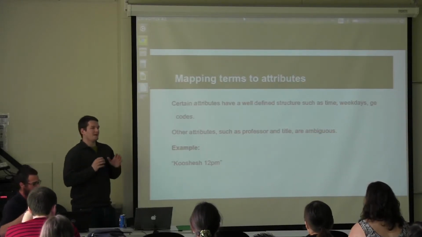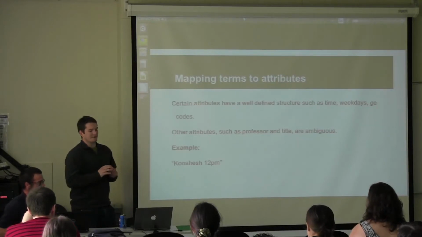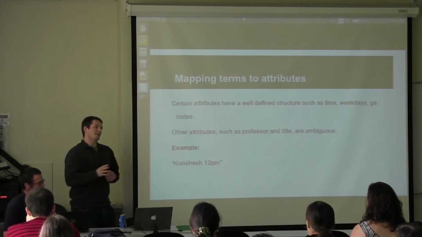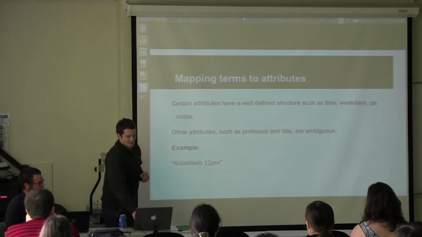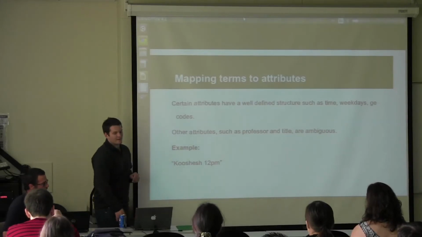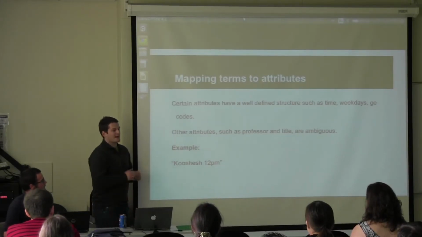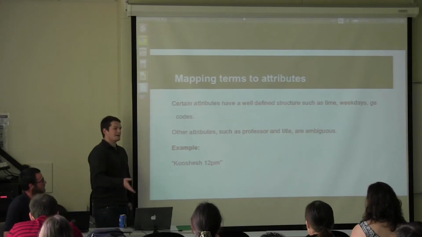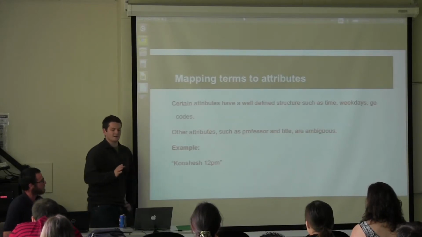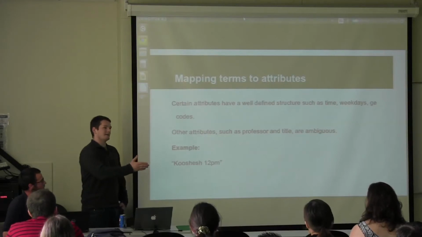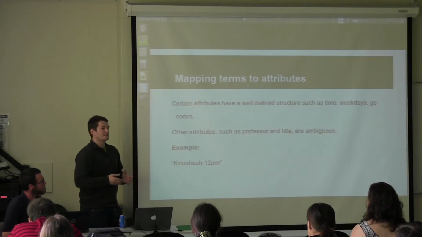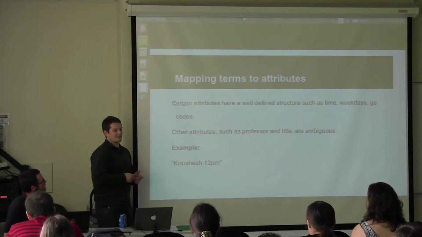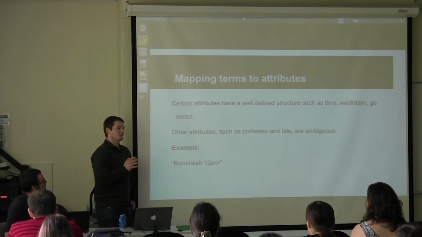Other attributes that don't really have a defined structure implicitly, we need to actually query the database to find out, hey, are you part of this attribute? So an example is Kushesh 12 p.m. The term Kushesh doesn't have an implicit structure. That could mean a professor, a subject, a multitude of things. So we actually have to access the database and say, hey, does this make sense as a subject? And the database hopefully is going to say, no, that doesn't make sense as a subject, that makes sense as a professor. So that's how we actually attribute the term Kushesh to a professor.